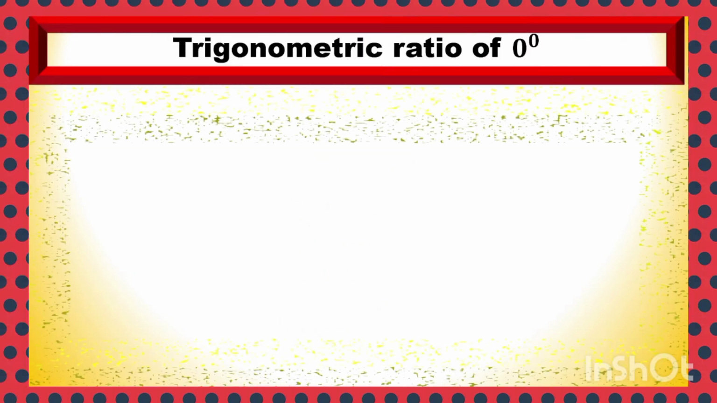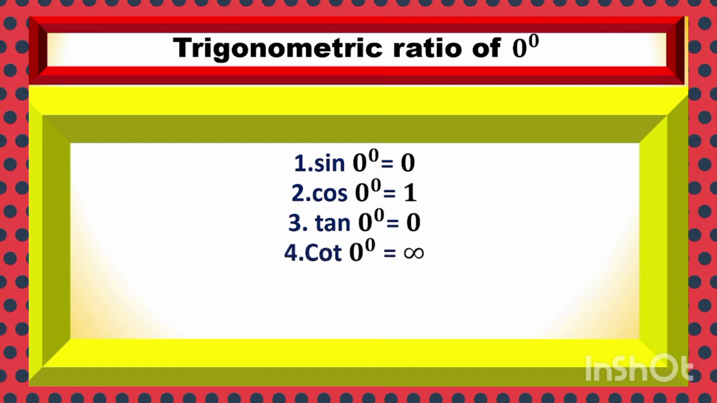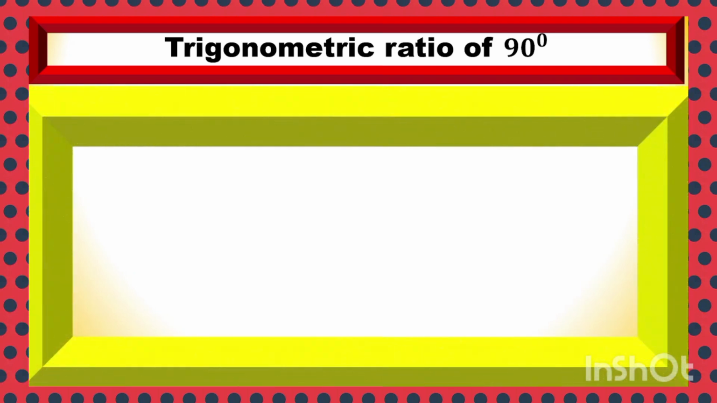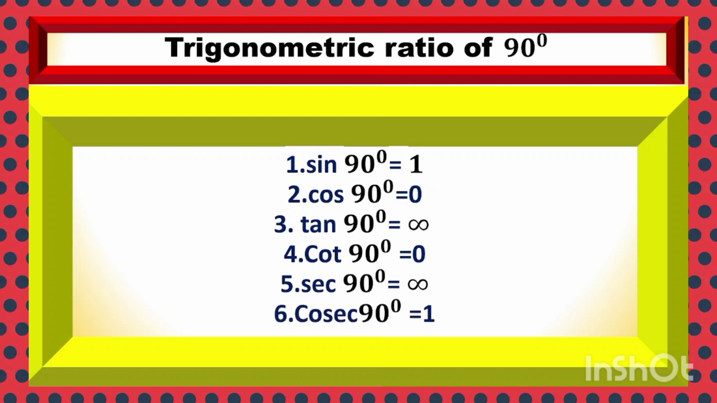Trigonometric ratio of angle 0 degree. Sin 0 degree 0, cos 0 degree 1, tan 0 degree 0, cot 0 degree not defined, sec 0 degree 1, cosec 0 degree not defined. Trigonometric ratio of angle 90 degree. Sin 90 1, cos 90 0, tan 90 non-defined, cot 90 0, sec 90 non-defined, cosec 90 1.